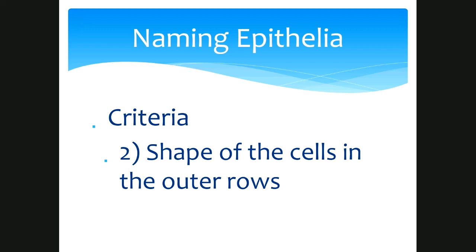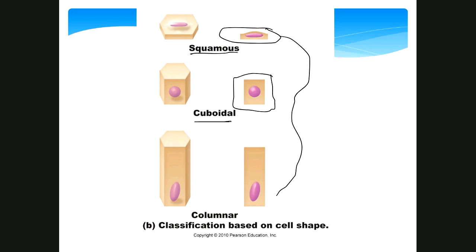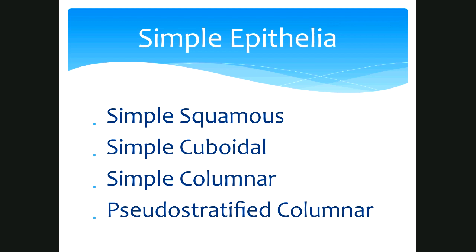The other criterion we're going to use to name it is what shape are the cells in the outer rows. So if we look at this one, there are only three shapes. There's this flat shape, which is called squamous. There's sort of a box or cube shaped, which is called cuboidal. And there's a tall shape like a column, so it's called columnar. Those are the only three shapes there are. And so what we're going to do to name them is we're going to put those things together. So we get simple squamous. Simple, one row, squamous, flat cells.